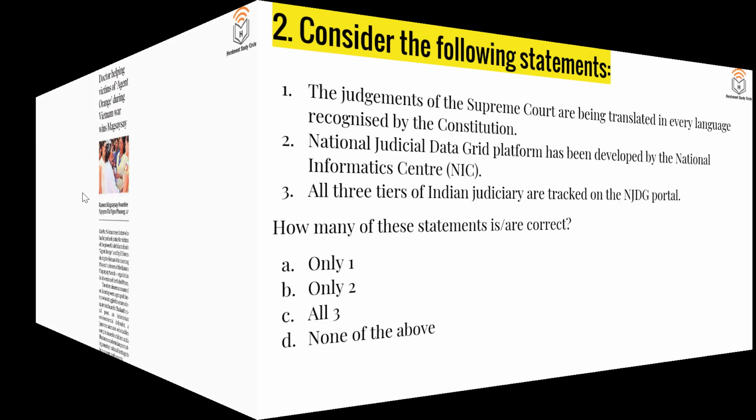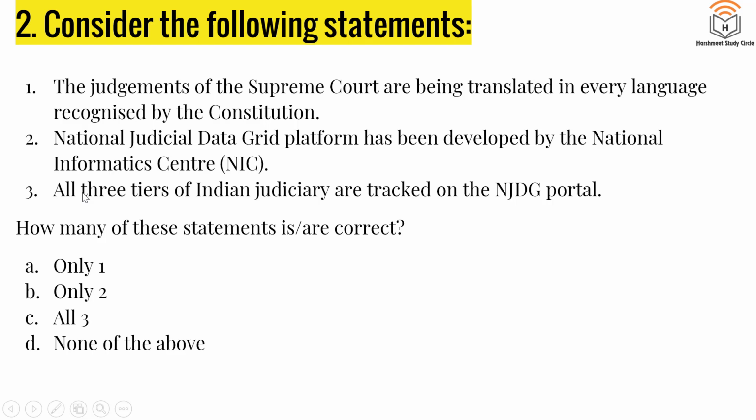Moving on to question number 2. Consider the following statements. Number 1. The judgments of the Supreme Court are being translated in every language recognized by the Constitution. Now, when we say language recognized by the Constitution, what we really mean is the eighth schedule languages. Second, the National Judicial Data Grid platform has been developed by the National Informatics Center or NIC. Third, all three tiers of the Indian judiciary are tracked on the NJDG portal. NJDG here is National Judicial Data Grid. Which of these given statements is or are correct?